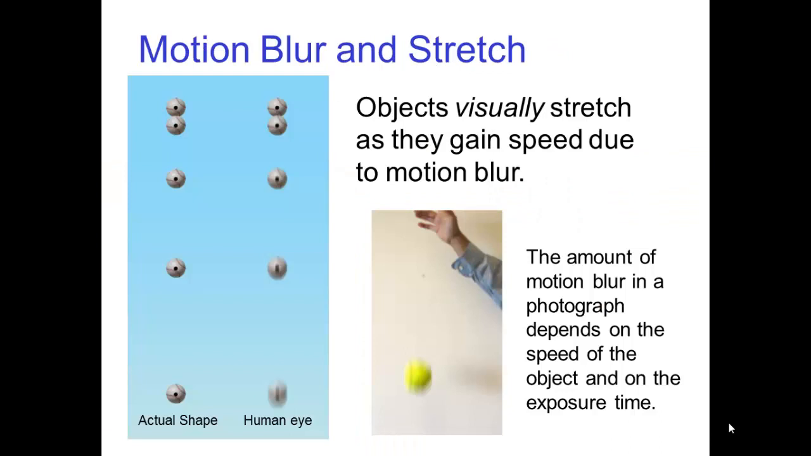Objects do visually stretch as they gain speed due to motion blur. The amount of motion blur in a photograph depends on the object's speed and on the exposure time.